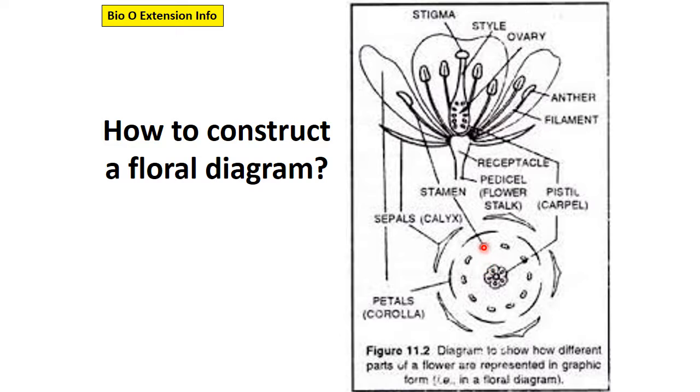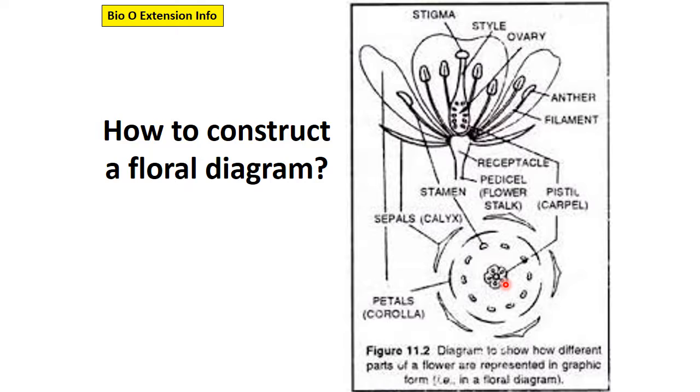Next, in the third ring here is the stamen. The stamen is represented by this bean-shaped structure. And then the last one, the innermost structure, is the carpel, pistil, or the ovary. This one represents the female reproductive organ.